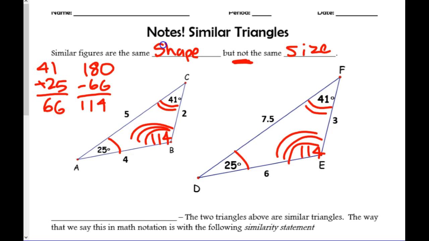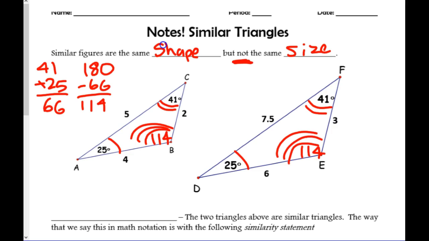So, with similar triangles, they have the same angles, as you can see there. What do you notice about the sides? Okay, they're not the same, right? The 5 and the 7.5 aren't the same. 4 and the 6, the 2 and the 3, they're not the same.